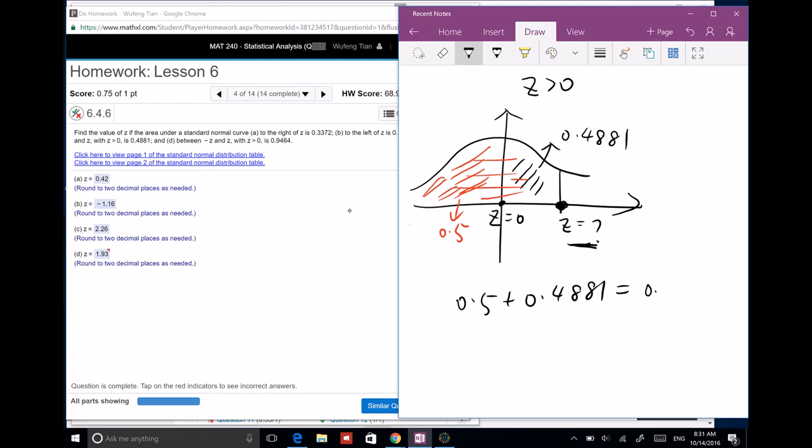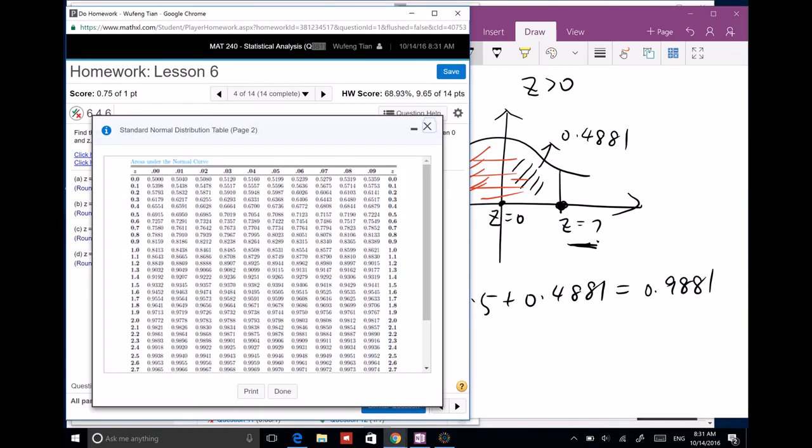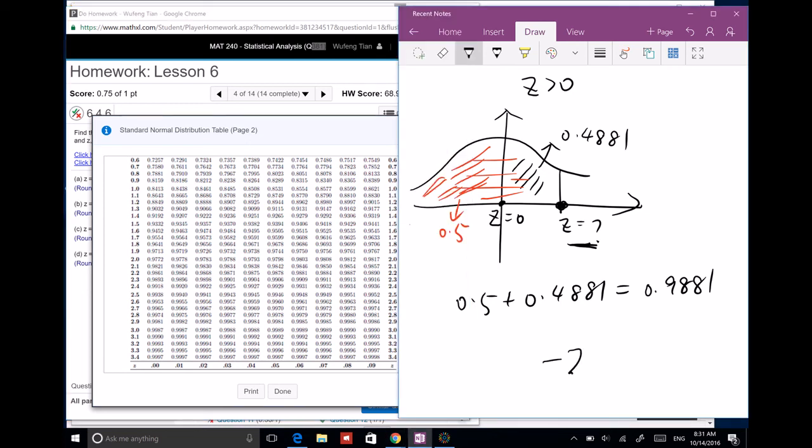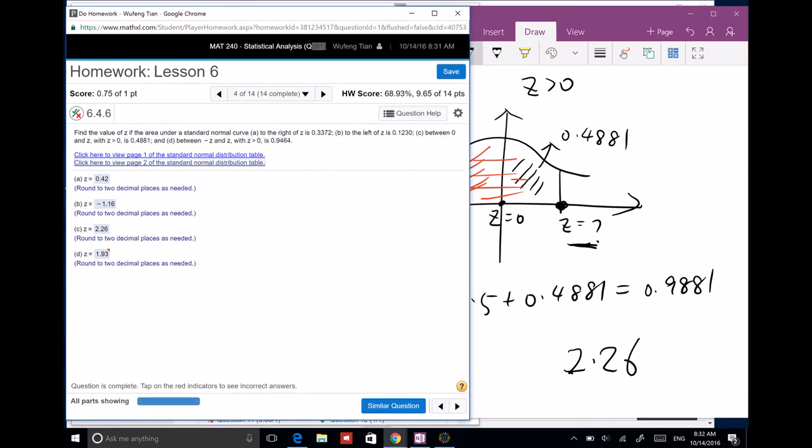So it's 0.9881. Now we find 0.9881. It's under the line 2.2. You go 0, 1, 2, 3, 4, 5, 6. You go positive 2.26. Okay, 2.26. You can see the number is 0.9881.